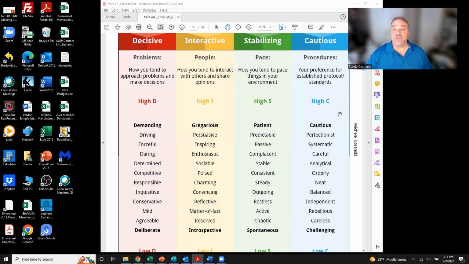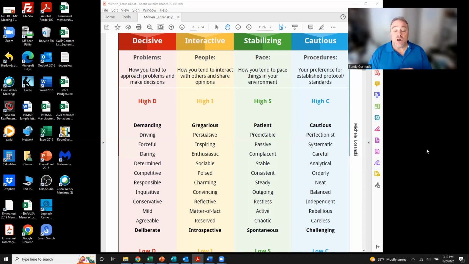And then the last dimension here is cautious. Cautious essentially looks at your preference for established protocols and standards. So how procedural are you? The high Cs are cautious, perfectionist, systematic, and careful. They tend to be very highly procedural, very precise, focus on quality, focus on accuracy, focus on precision.